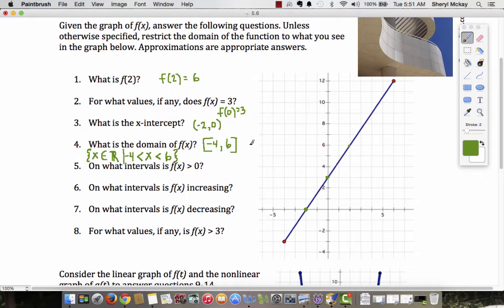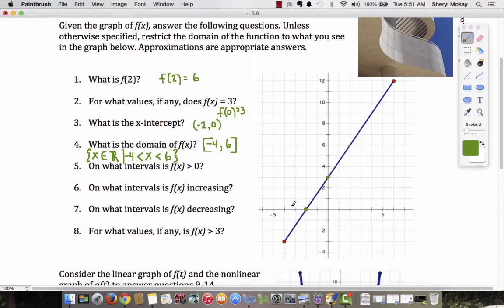Okay, so interval notation, set notation, all right? We need to be able to do both and understand both. Now, let's do number 5. On what intervals is f of x greater than 0? On what intervals is f of x greater than 0?